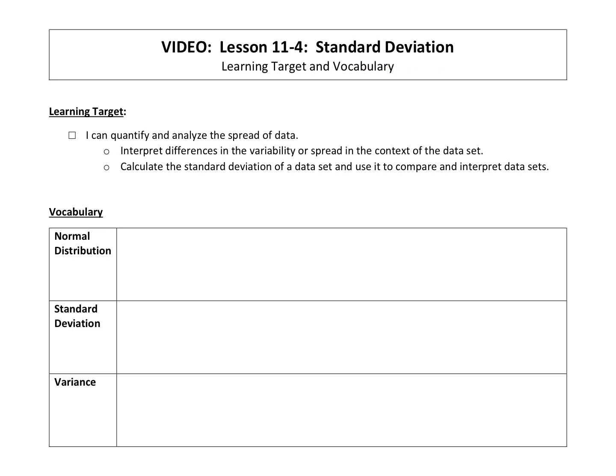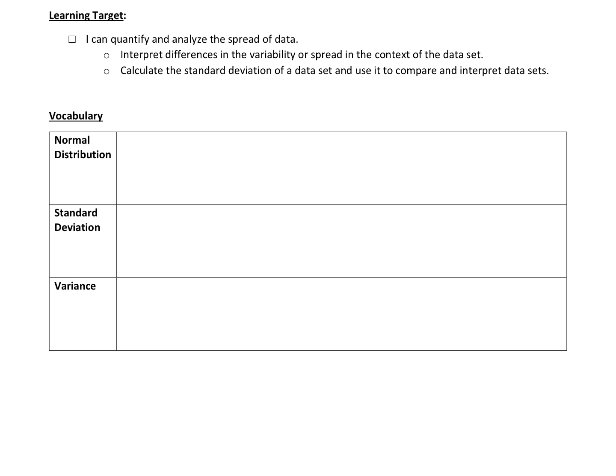Our learning target for this lesson is we will be able to quantify and analyze the spread of data. We will interpret differences in the variability or spread in the context of the data set. And we will also calculate the standard deviation of a data set and use it to compare and interpret data sets. So let's get our vocab written in for our lesson.